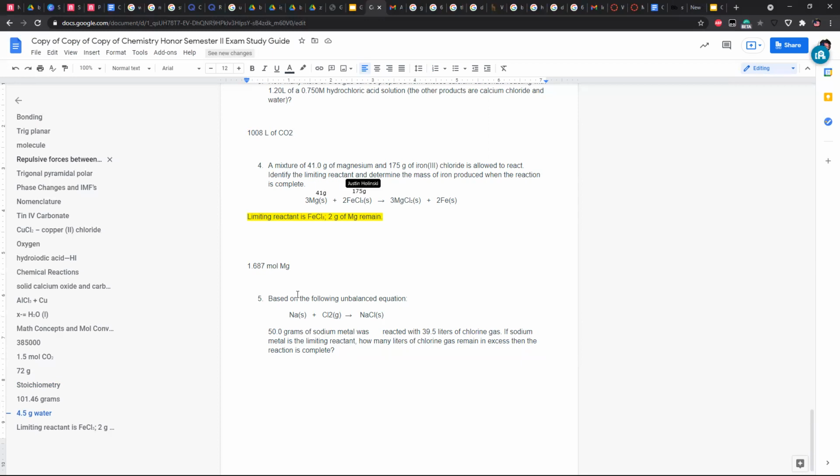So we have this many grams of magnesium and this many grams of iron 3 chloride. A really good step to do in a situation like this is always to convert to moles. So I want to convert our 41 grams of magnesium into moles. The molar mass of magnesium is 24.305 grams per mole.